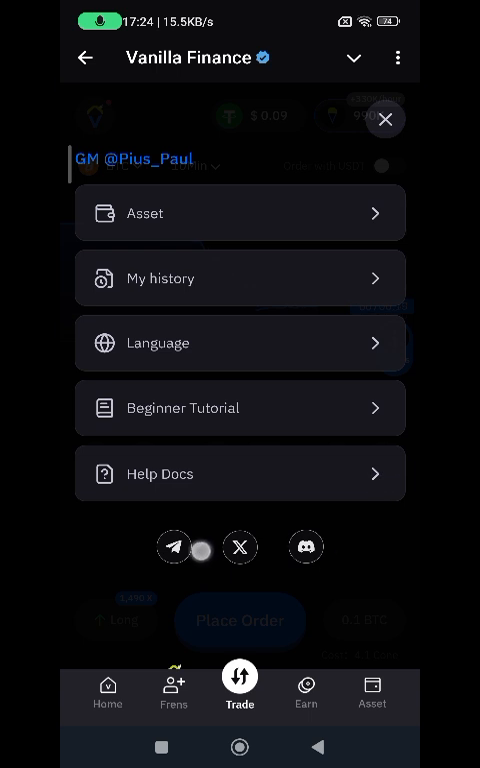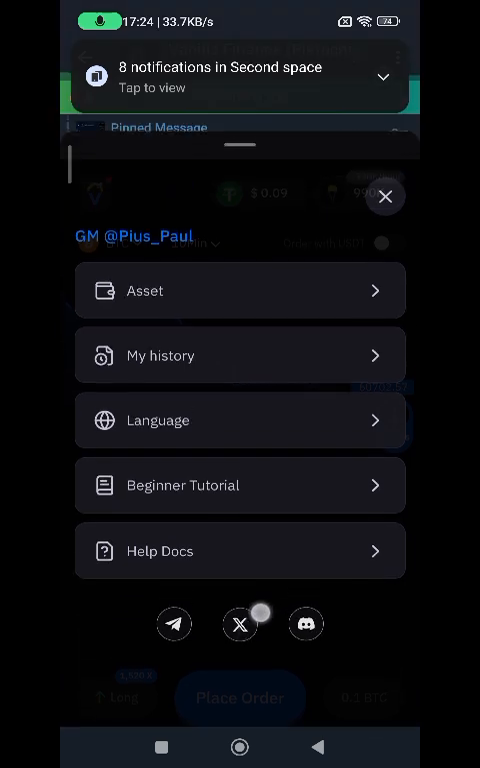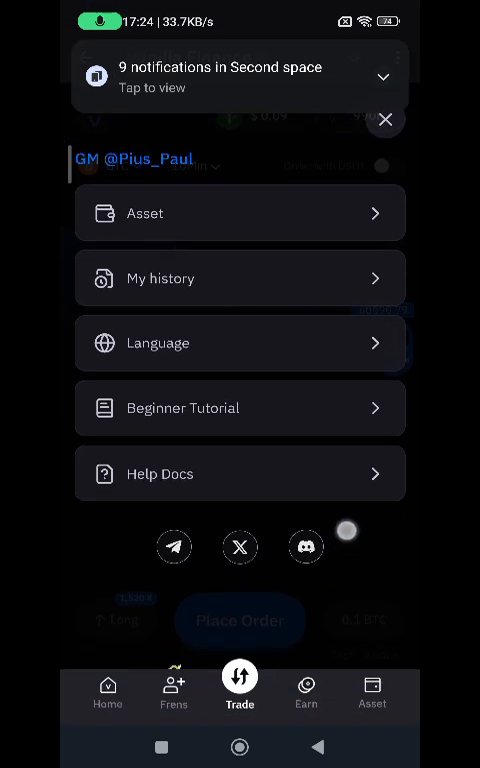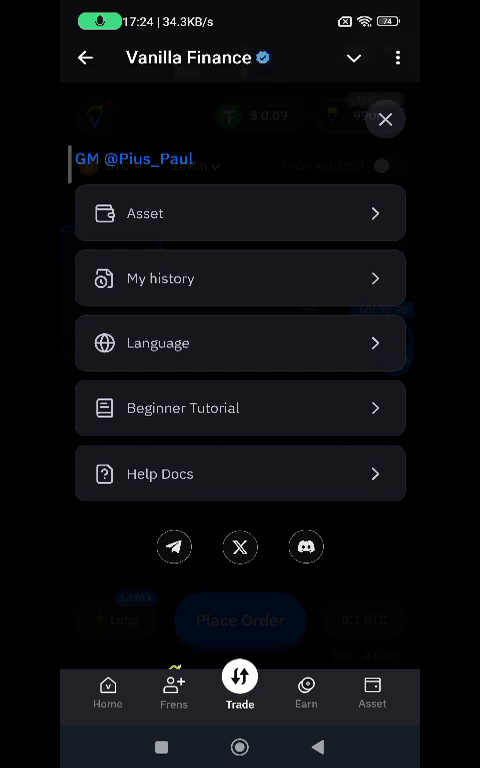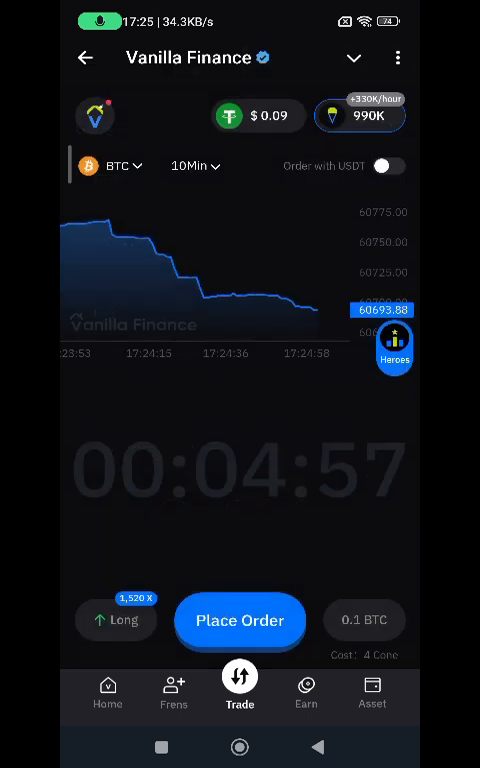Now right here you have the socials of Vanilla Finance. Ensure you join the Telegram community, the Twitter page, give them a follow, and also join their Discord server. All right guys, that being said, let's get into trading proper.